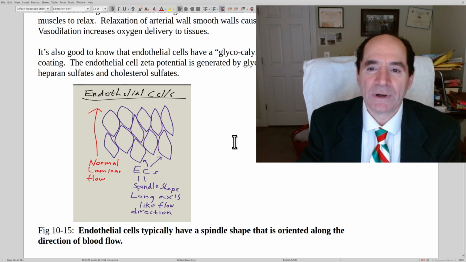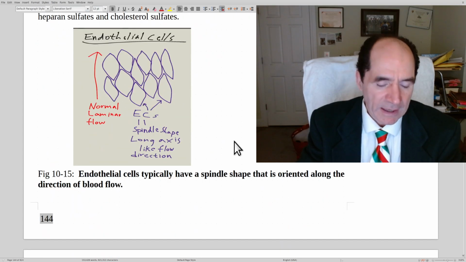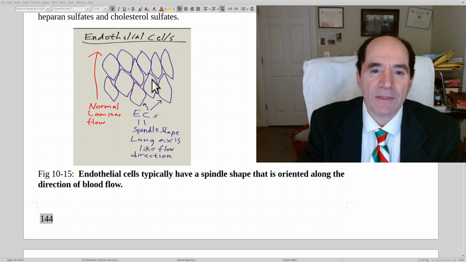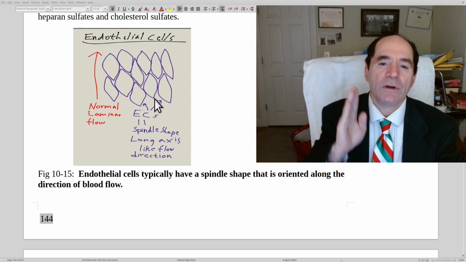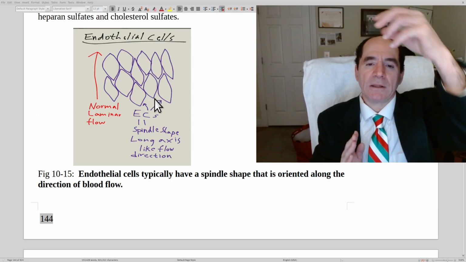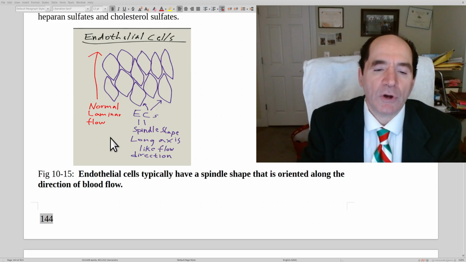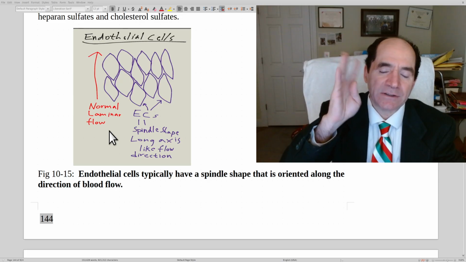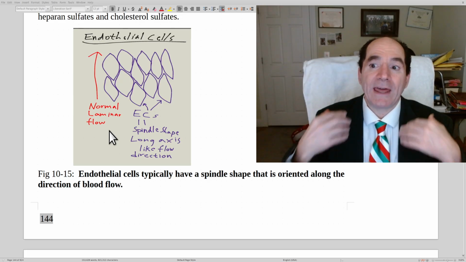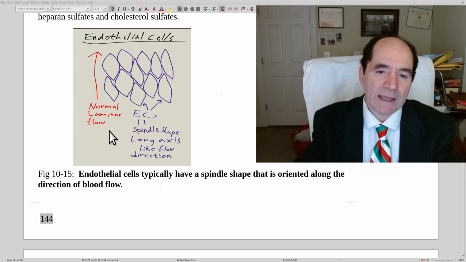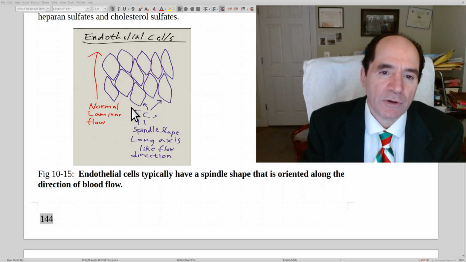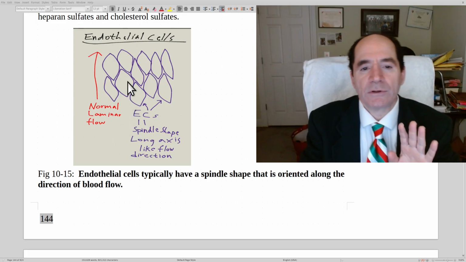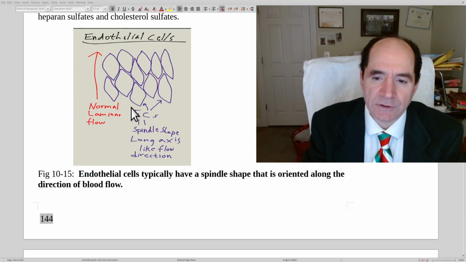Okay, so a little bit more to know about endothelial cells. They are spindle-shaped, and their long axis is aligned parallel to the long axis of blood flow. So they have little hair-like extensions on their glycocalyx. They can sense the direction of blood flow and that it's laminar. That's what they expect. That's what they like. That makes them happy. So they're spindle-shaped, oriented along the direction of blood flow. Their long axis is.